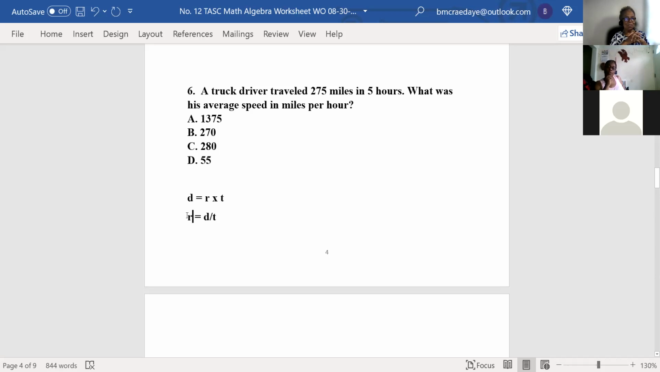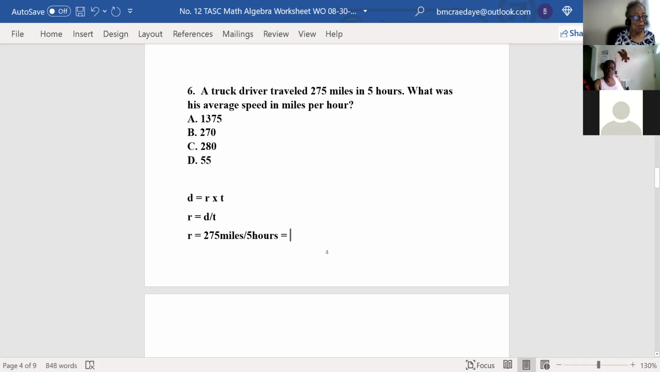You're looking for the average speed, that's a rate. So that means this formula, distance over time. So what would you put? What values would you plug in there, Vanessa? That's over time. What's the distance? The distance is 275 miles. That's right, 275 miles. What's the time? The time is 5 hours.